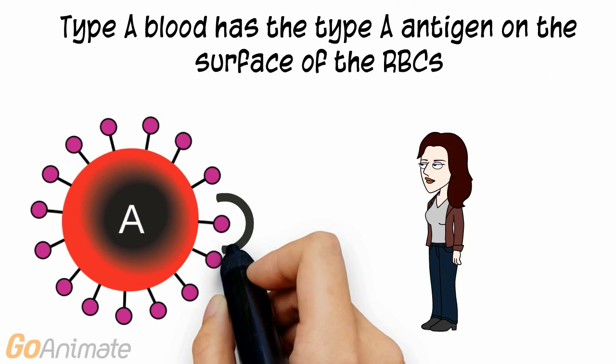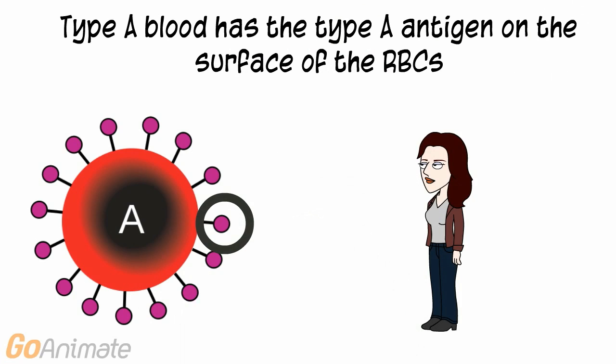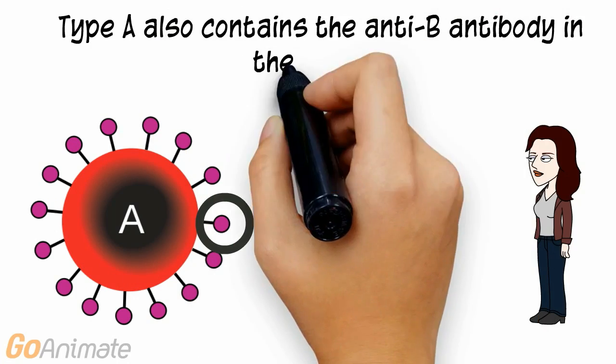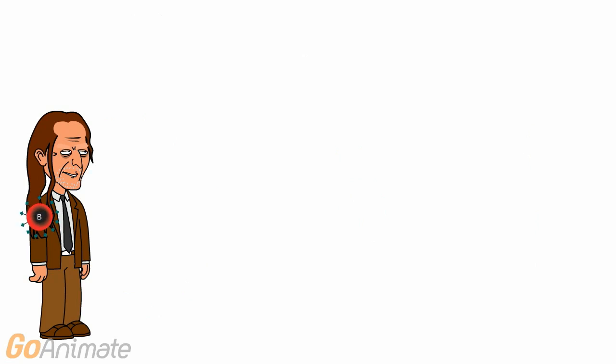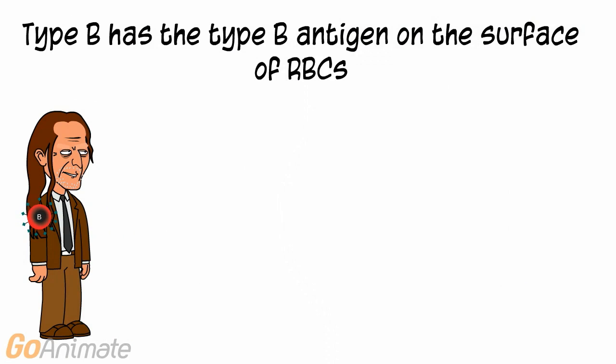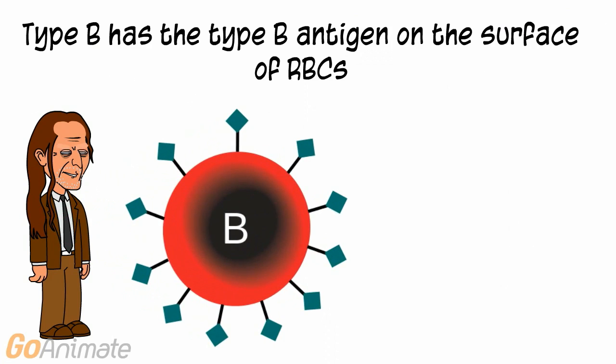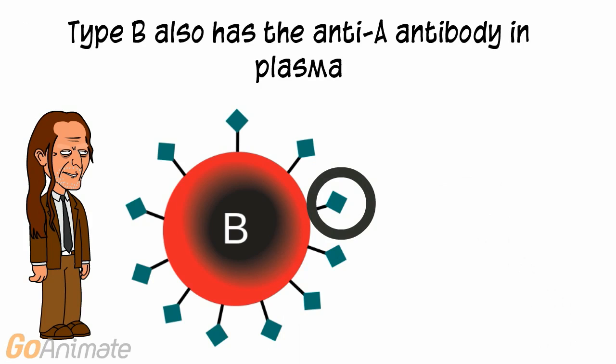Type A blood has the type A antigen on the surface of its red blood cells. Type A also contains the anti-B antibodies in the plasma. Type B contains the type B antigen on the surface of its red blood cells. It also contains the anti-A antibodies in the plasma.